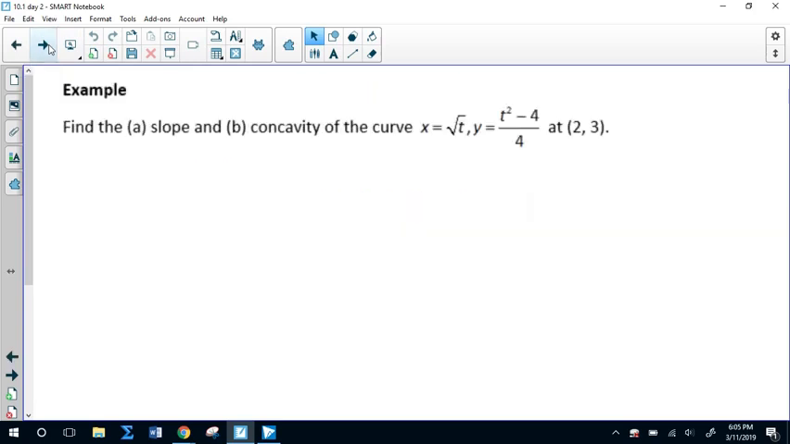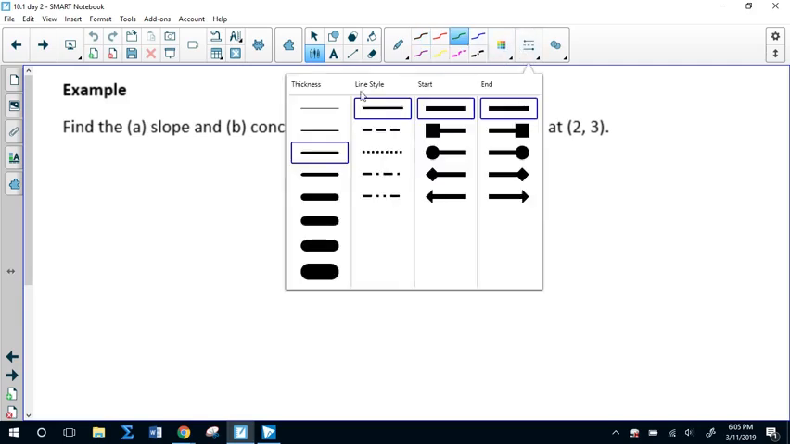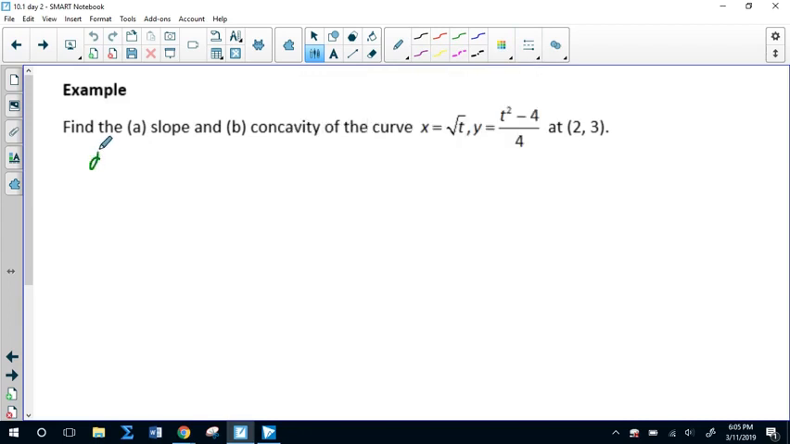Okay, so we're going to start off with this first example that says to find the slope and the concavity of the curve x equals square root of t and y equals (t squared minus 4) over 4. So we're going to start by taking the derivative of y and the derivative of x. So dy/dt is equal to t over 2 and dx/dt is equal to 1 over 2 times the square root of t.